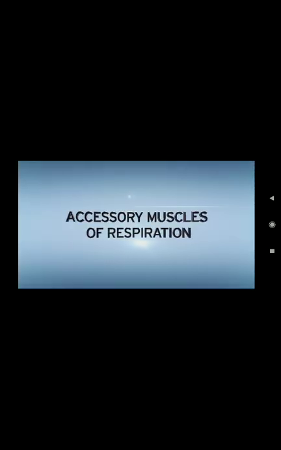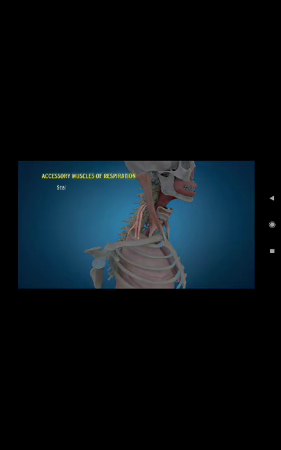Accessory muscles of respiration. Scalene and sternocleidomastoid muscles are found in the neck and play their role during voluntary respiration by aiding in elevation of the thoracic cage during deep respiration.